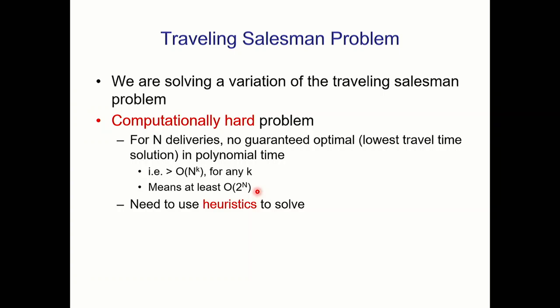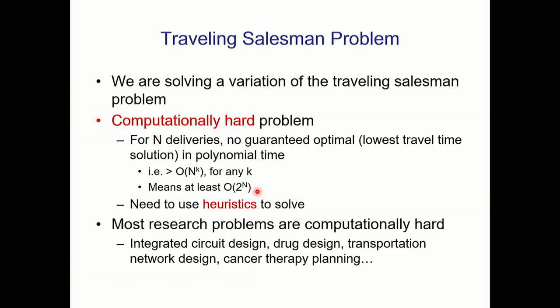right? And what was the problem class called? It's NP-complete problem. There is a slide about it in a bit, okay? Yeah, it's a very popular class of problems that people have been studying since the 60s, and they cannot find a solution, okay? So most research problems are computationally hard and actually are NP problems.